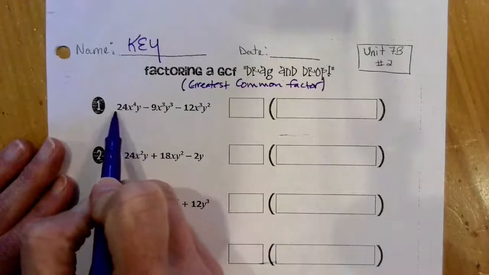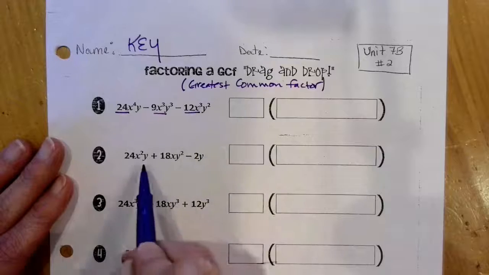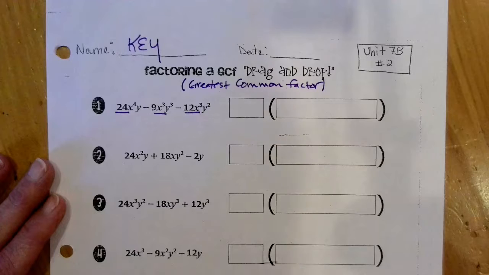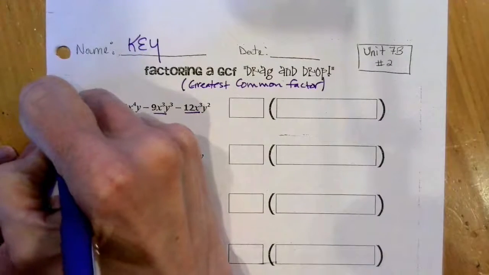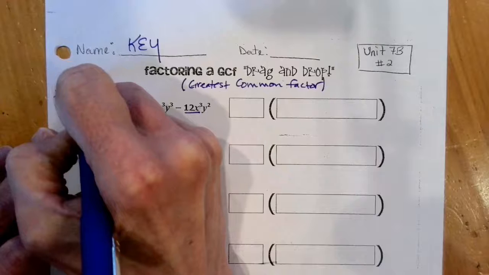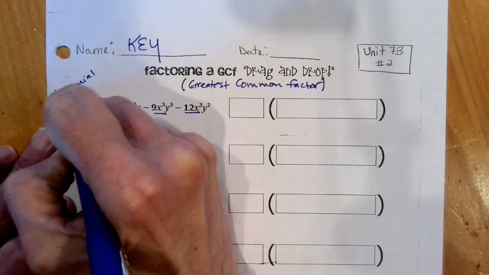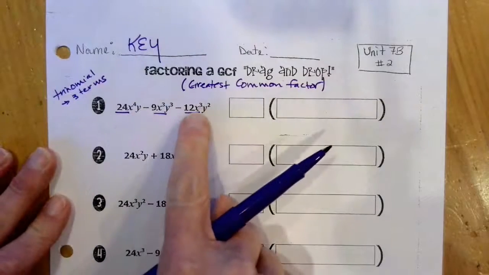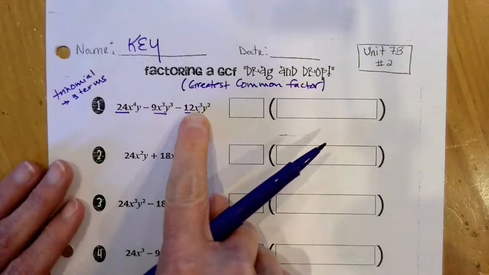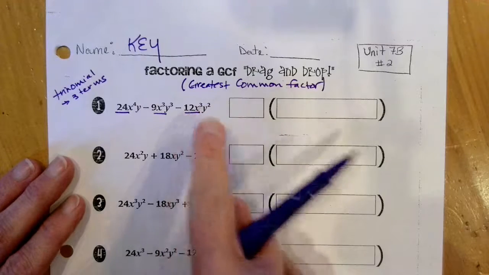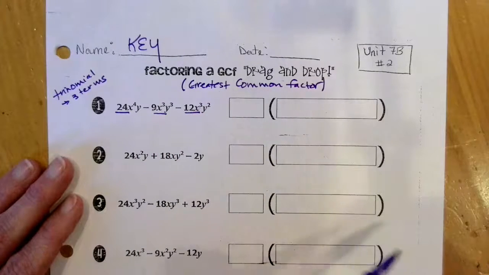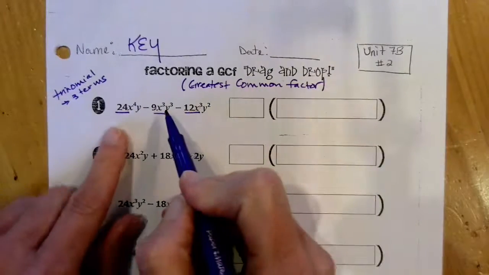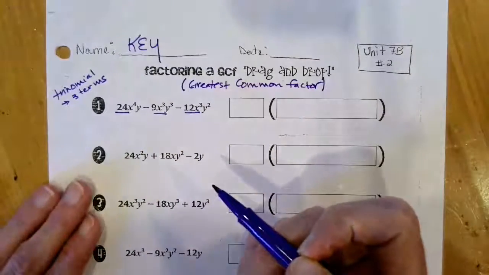This polynomial has 1, 2, 3 terms. This has 1, 2, 3. In fact, as I look down the worksheet, they're all going to be trinomials. So remember, a trinomial is a polynomial with 3 terms. So none of these can possibly be less than a quadratic because it has 3 different terms and they all are simplified and in standard form. So when you look at these, we've got all kinds of x's and y's, and we want to take this bit by bit.